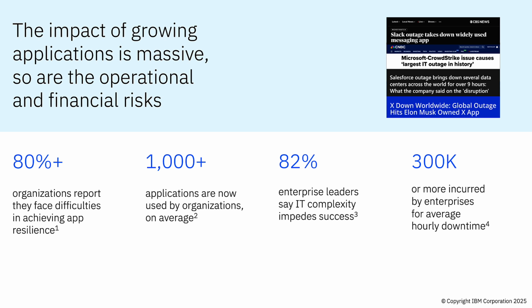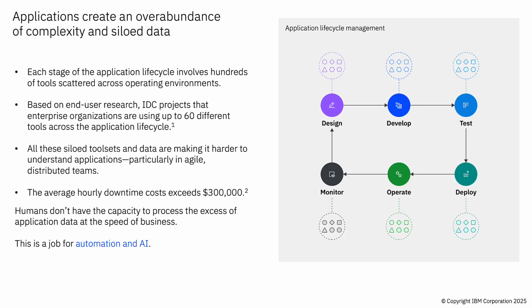This is especially critical in industries like financial services, where even a short outage can have major consequences for both the customer and the business. This reliance on applications has other consequences as well. The application lifecycle has become increasingly fragmented and complex, with each stage involving possibly hundreds of tools, which are often scattered across different environments.